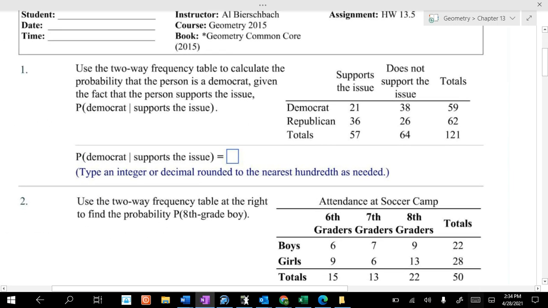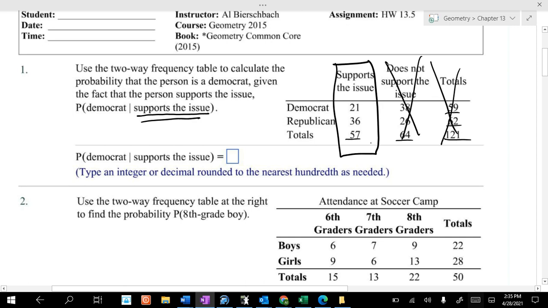So, two-way frequency table. See how we have totals of Democrats, totals of Republicans, totals of people who support the bill, total of people who don't support the issue, and then the totals of the totals. Okay. Now, when we're talking two-way frequency table, if we have conditional probabilities, if we're talking about the people who support the issue, we don't even need to look at this part. That is totally done with. We're just talking about the people who support the issue. Out of the people who support the issue, how many of them are Democrat? How many of them are Democrat?